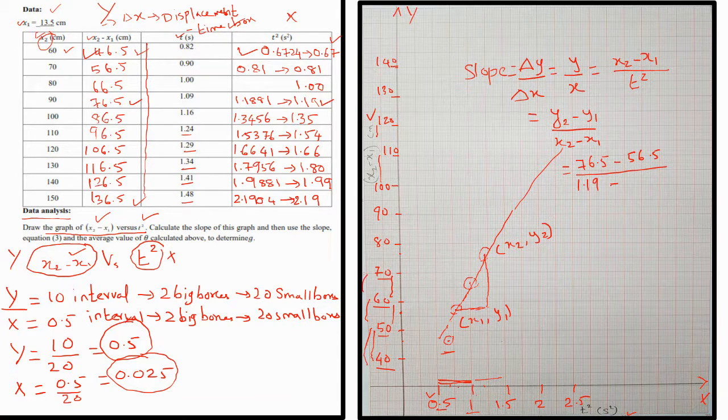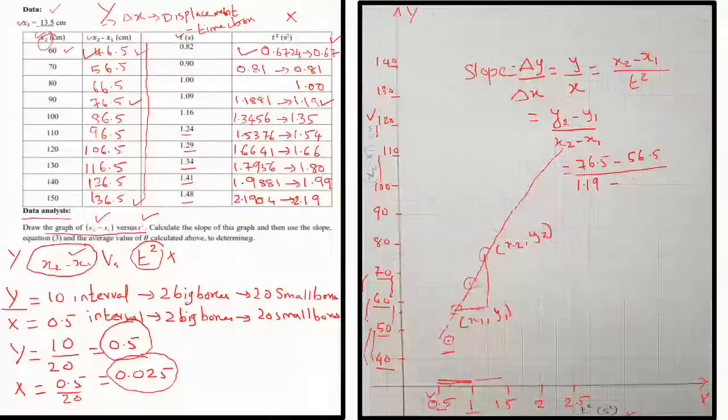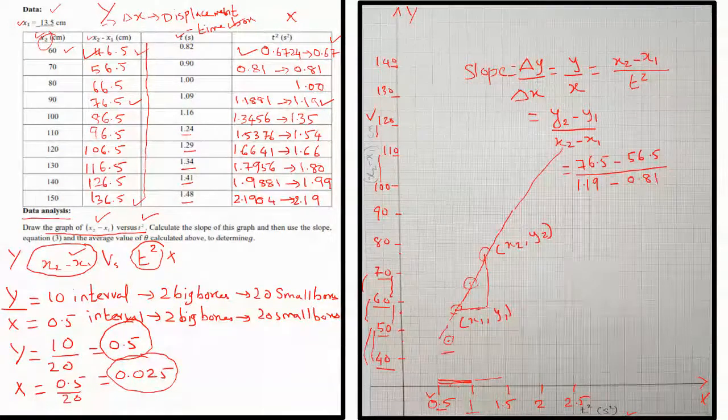What is the value of x1? 0.81. Am I right? Yes. Okay, 0.81. Could you please calculate and let me know the value? 52.63. 52.63, and the most important thing is the unit.